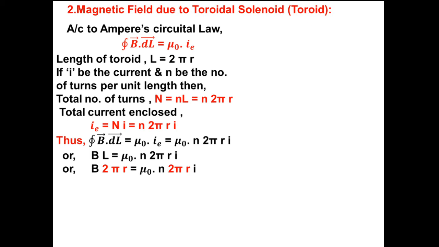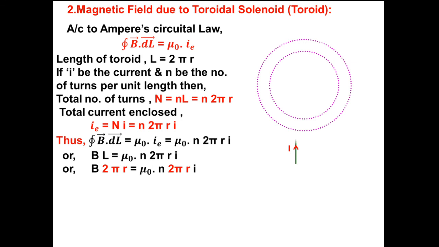Now the magnetic field due to a toroidal solenoid or toroid. A circular solenoid is termed a toroid. Let us take a toroid in which current I flows, and a small element dl.